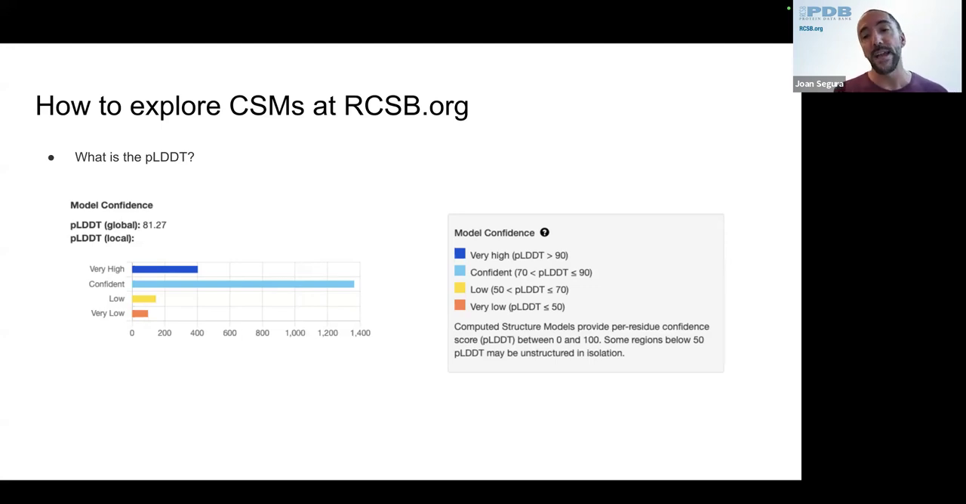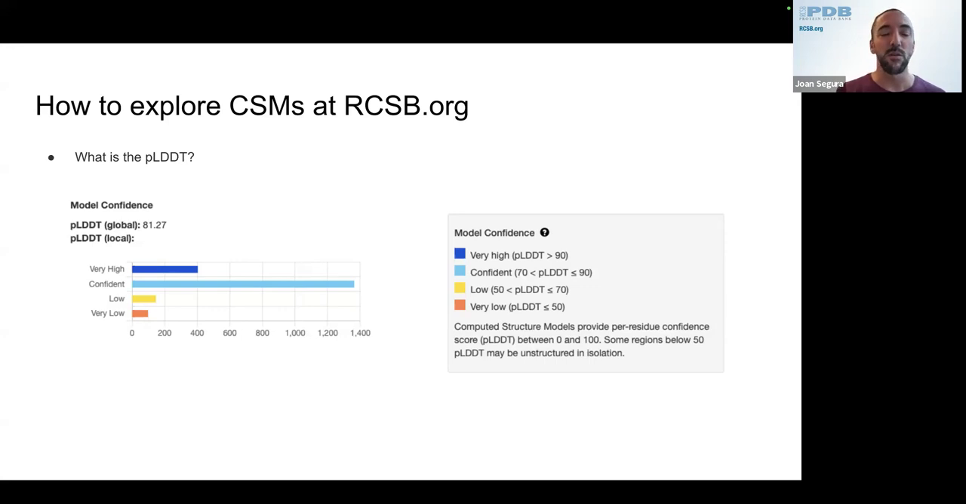PLDDT is defined as follows: greater than 90 is very high confidence, values between 70 and 90 are confident, between 50 and 70 is low, and less than 50 is very low. Don't believe anything that is less than 70. If your model contains a lot of low or very low PLDDT residues, don't trust this model. In fact, you should consider these residues as unmodeled residues.